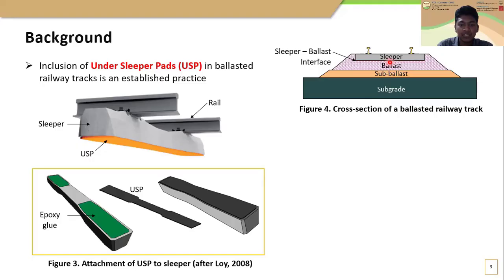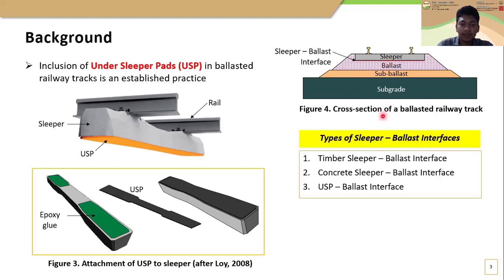Depending on the type of sleeper used in a ballasted track, different sleeper ballast interfaces can be identified. Generally, three major types of interfaces can be observed. When timber sleepers are used, timber sleeper ballast interface is there. When concrete sleepers are adopted, concrete sleeper ballast interface can be identified. Also, when undersleeper pads are attached to the bottom of the sleeper, undersleeper pad ballast interface can be observed.